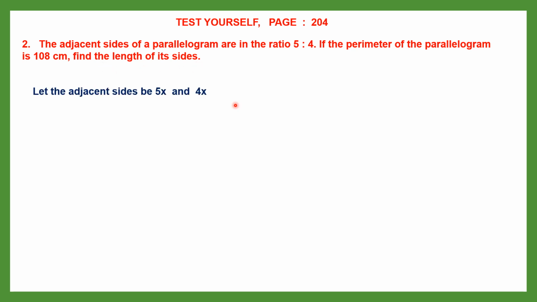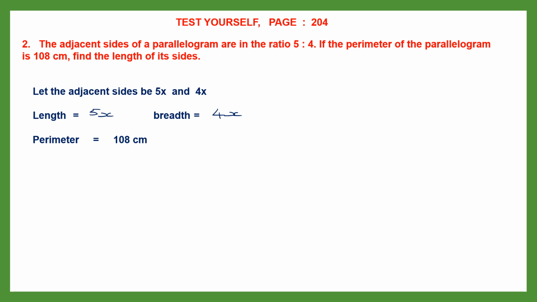So let's take the adjacent sides to be 5x and 4x. That means we can take 5x to be the length and 4x to be the breadth. So let's write that. So length will be 5x. The bigger number we'll take as the length and the smaller number as the breadth. Now perimeter is also given to us, 108 centimeters.